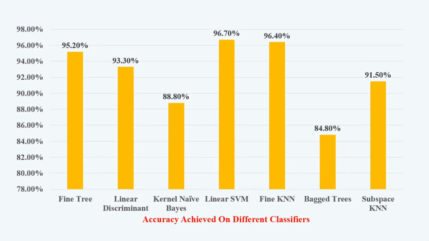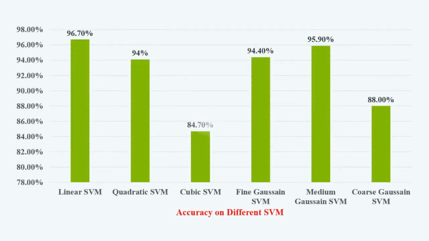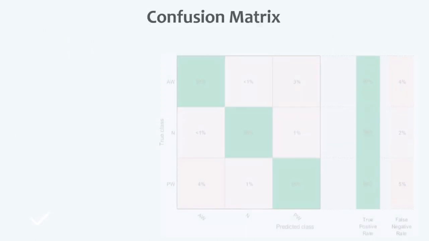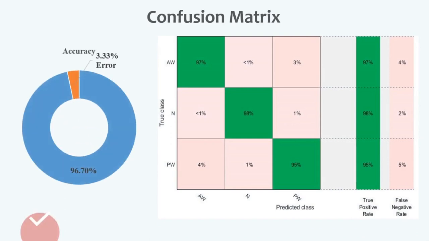Here is the comparison of accuracies achieved by different classification methods like fine tree, fine discriminant, and fine KNN, but the highest accuracy was achieved by linear SVM. Accuracies achieved by different SVM methods, among which linear SVM shows the best result, is 96.7%. And this is the confusion matrix of our system with 5-fold cross validation, which shows 4% error for asthma wheeze, 2% error for the normal class, and 5% error for pneumonia wheeze.